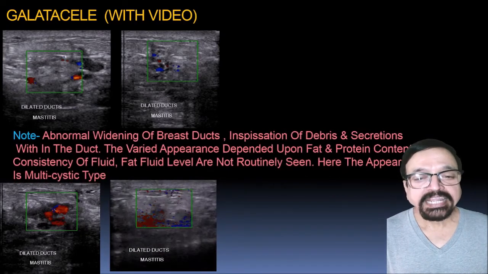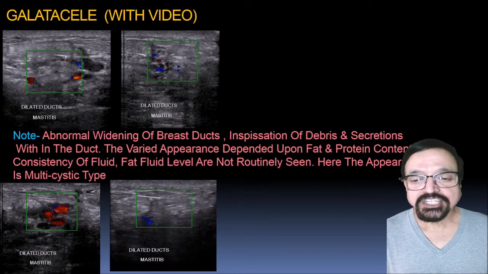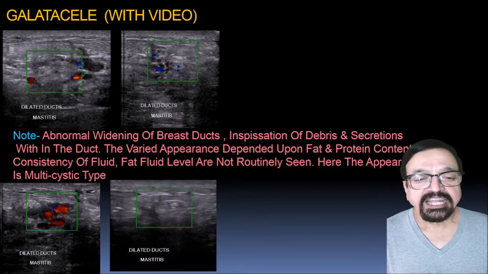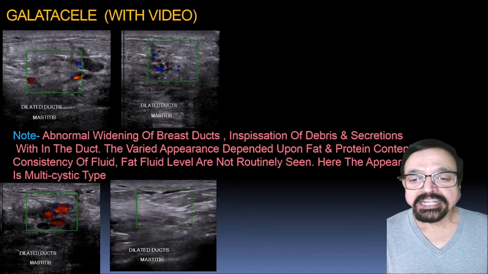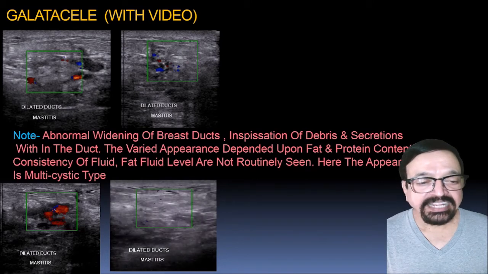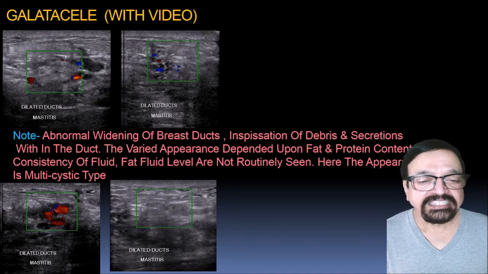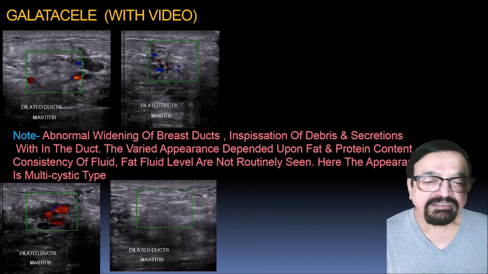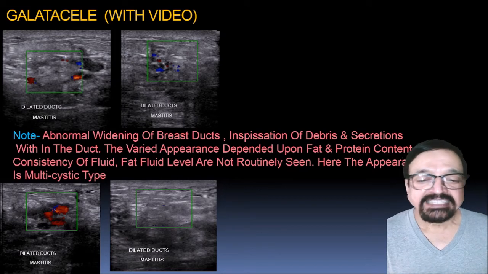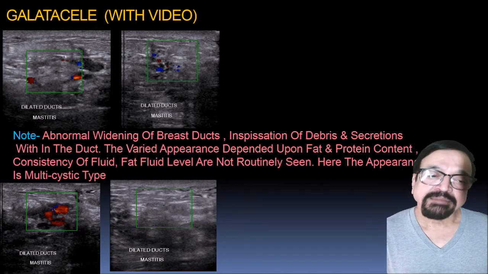Now, abnormal widening of the ducts, inspissation of the debris and secretions. The varied appearance depends upon fat and protein content. If they are more, the appearance will be different; if they are less, it will be different. The fluid consists of fat, and sometimes it can also give a fat fluid level, and sometimes it can be multicystic also, with multiple ducts.